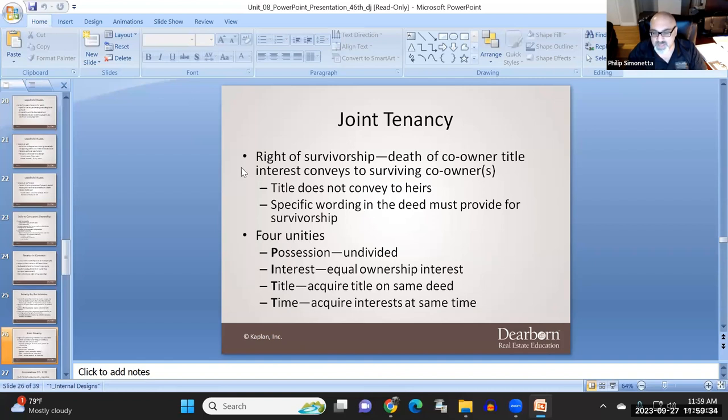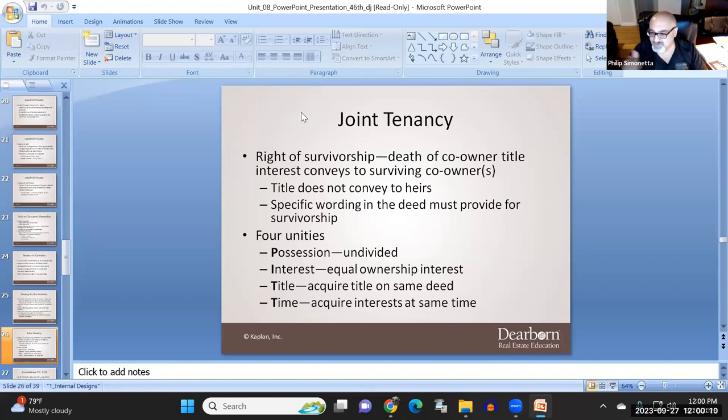Okay, specific wording in a deed must be provided for survivorship. So when the last person dies, they've got to say where the property is going. Okay, there's four unities in joint tenancy. If there's four owners, all four owners have undivided possession. One person can't tell somebody else they have to leave. They can all come and go whenever they want. There's equal ownership. If it's four people, it's 25, 25, 25, 25. It can't be different. It's all equal.